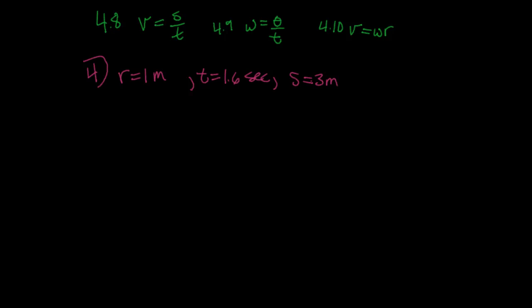So once again, we're trying to find linear and angular speed, and I'm given the radius, the time, and arc length. So first I'm going to find linear speed because I have S and T. So it's 3 meters. And I think it's handy to have your units with you so you don't forget in the end. So it's 3 over 1.6.